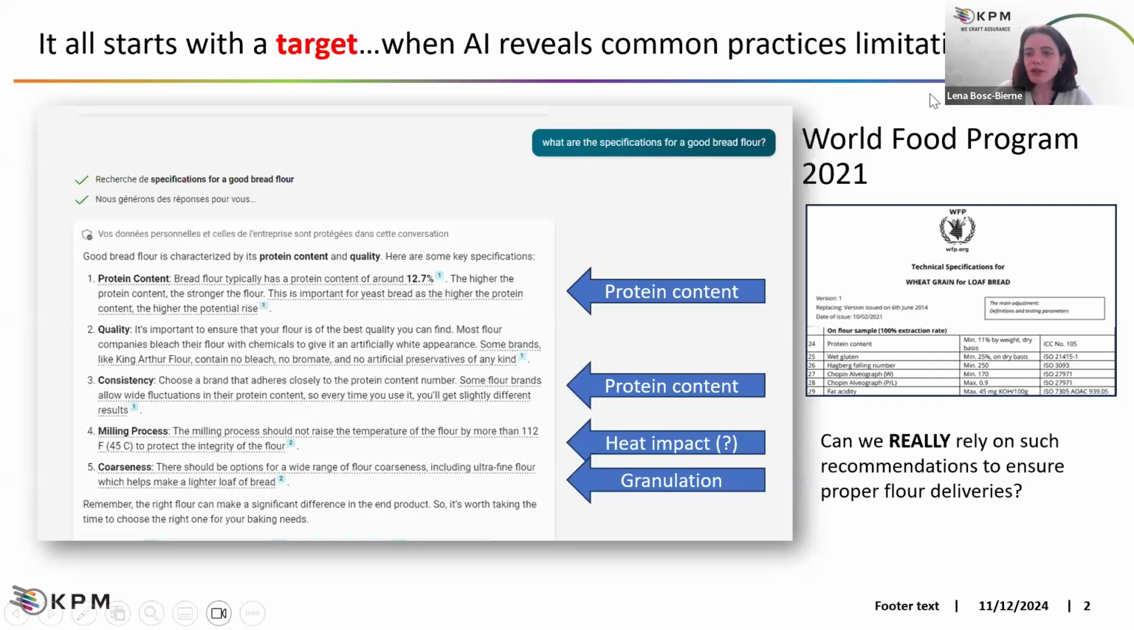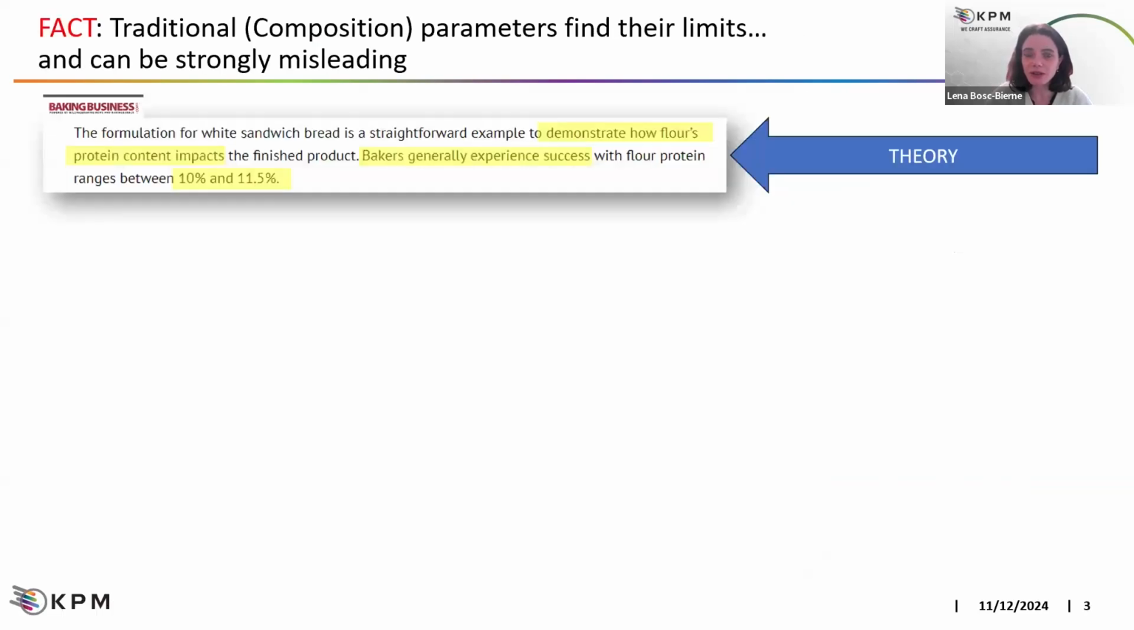Question is, do we have the necessary information just by relying on protein quantity and quality and granulometry? Of course, if we ask the question, you can suspect that the answer is no. But this is not just ChatGPT, this is the entire literature, and this is even what we have learned in school. Here is another example from a very serious journal, Baking Business, saying that if you want to make a good sandwich bread, then you need a flour with a protein content between 10 and 11.5%. So this is the theory.